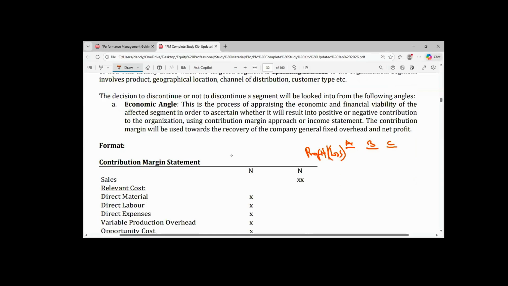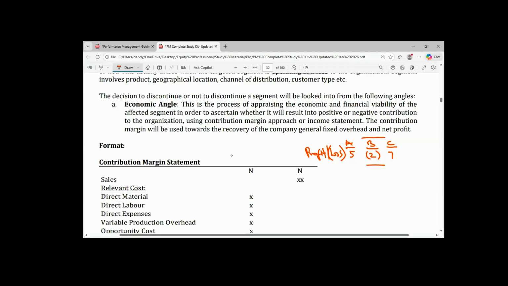is, for example, let's say product A has a profit of 5 million naira. Product B makes a loss of 2 million. Product C generated a profit of 7 million. Now, when you look at product B, you will notice that product B is operating at a loss.